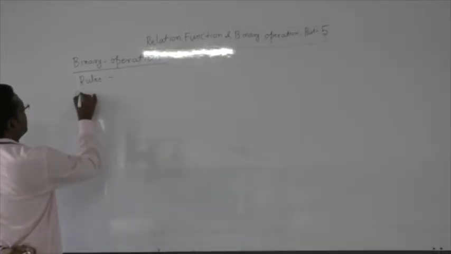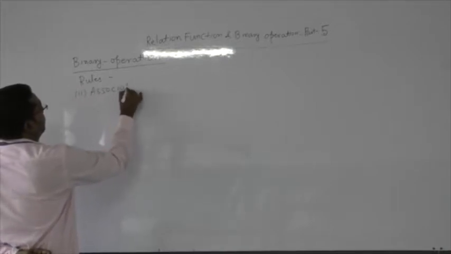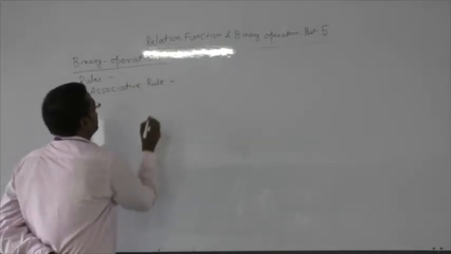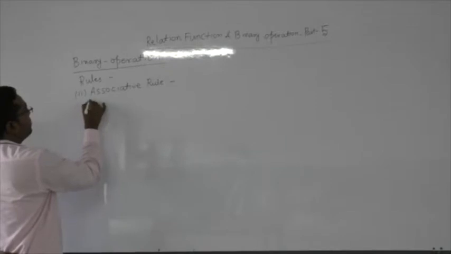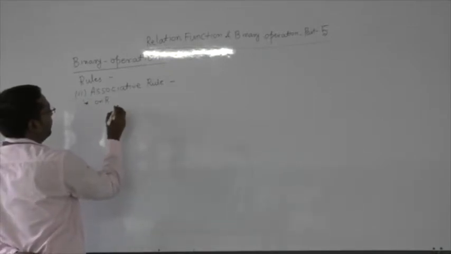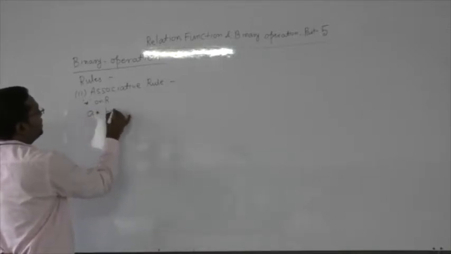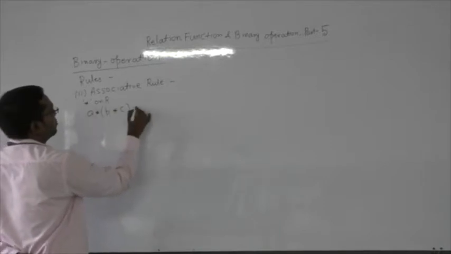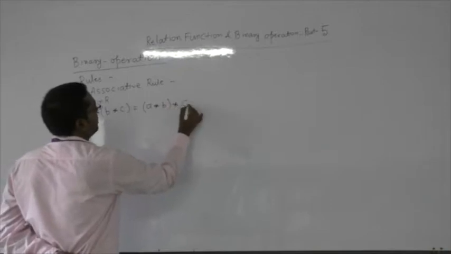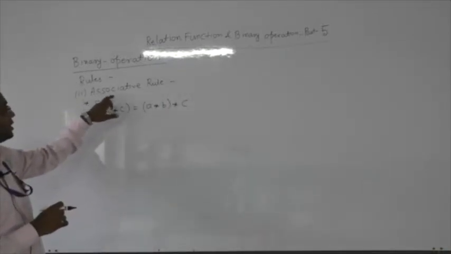The second is the associative rule. See what it says. Suppose star is a binary operation defined on the set of real numbers. If it follows (A star B) star C equals A star (B star C), then we say this binary operation follows the associative rule.